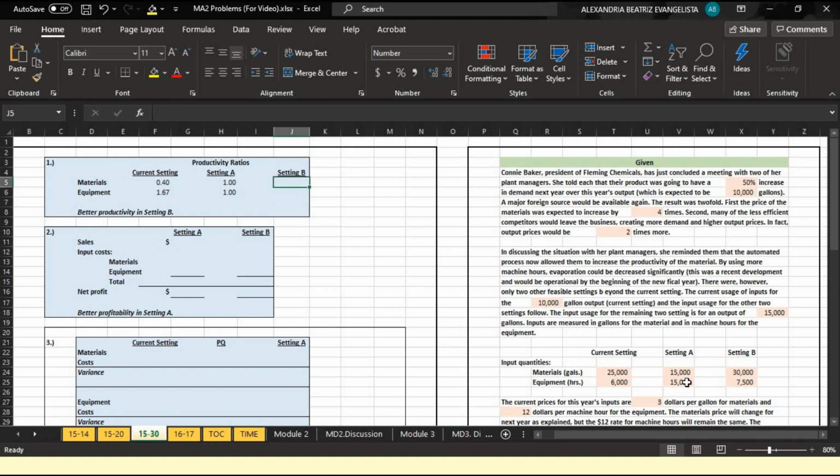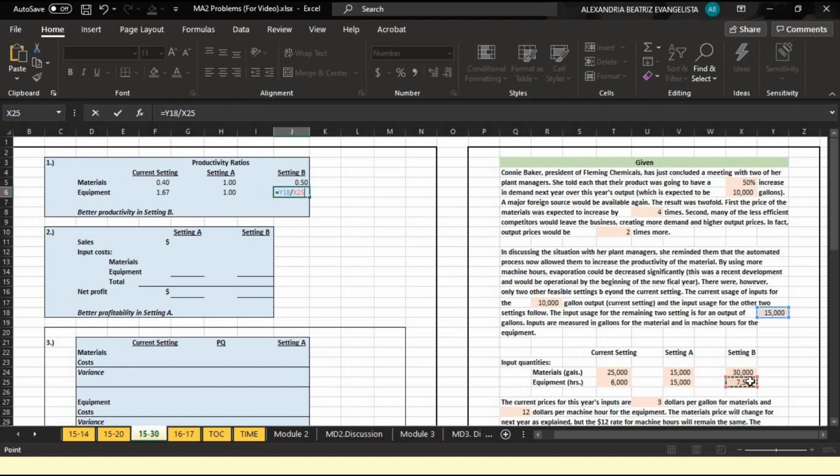Now let's proceed into setting B. So in terms of material, that is computed by 15,000 gallons output divided by its input, which is 30,000. That would give us 0.50. And then for equipment, that is again 15,000 divided by 7,500 hours input. And that would give us 2.